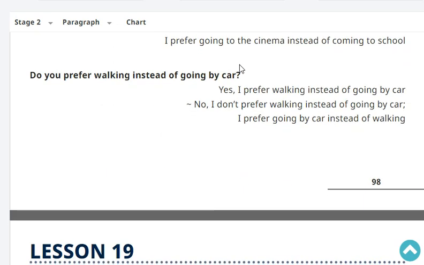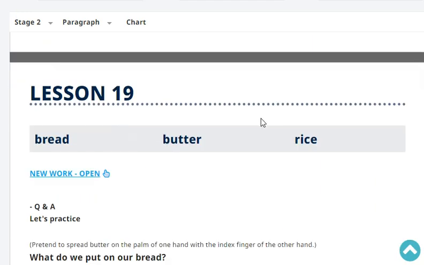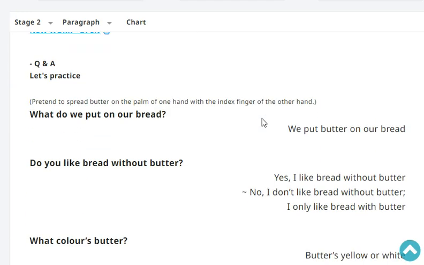Reggie, do you prefer walking instead of going by car? Yes or no? Yes, I prefer walking instead of going by car. Very good. Okay, so that's the end of our revision. Very good. Let's have new work.